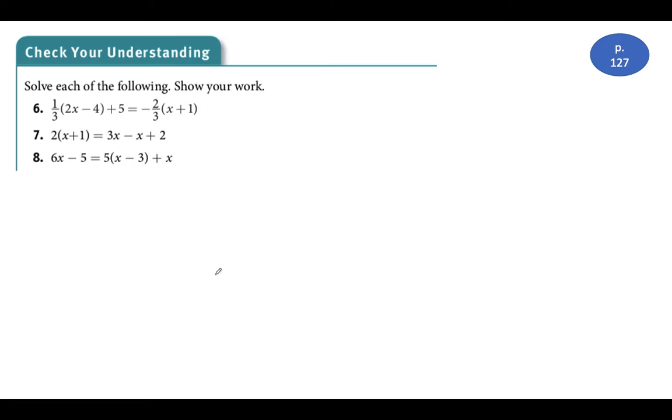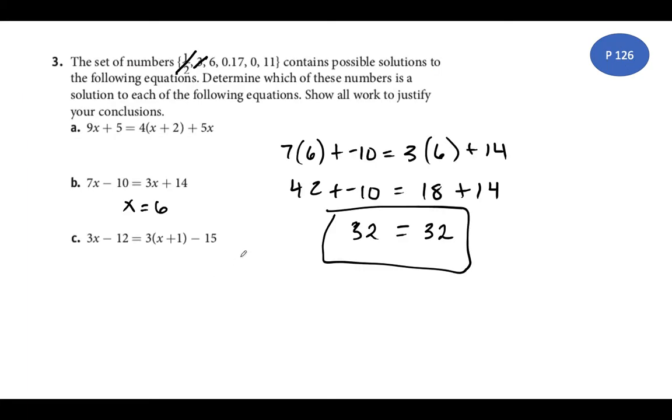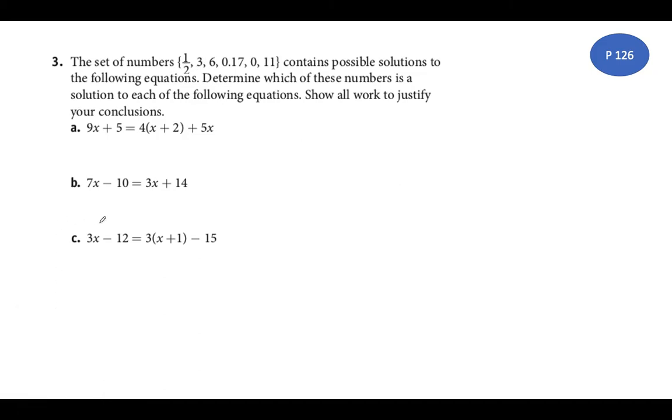Oops. I thought I had another screen. That's all right. We'll do C right here. So erase pen. Let's look at C. So for C, we're going to try a half.